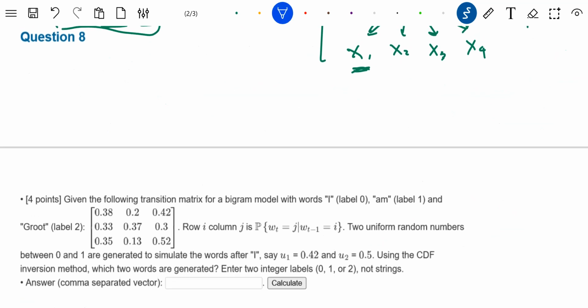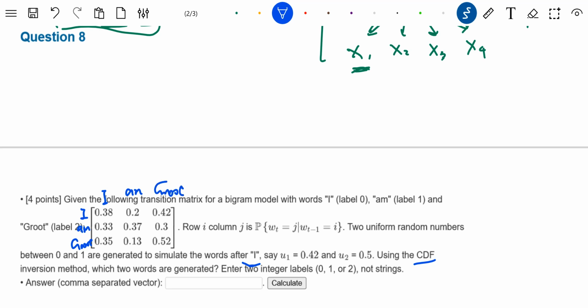Okay, so the last question is question 8. It's kind of independent from the other ones because it's the CDF inversion, or in class I also called it the inverse transform method, but they mean the same thing. Initially it's I, so let's maybe draw this. I am Groot, and I am Groot.